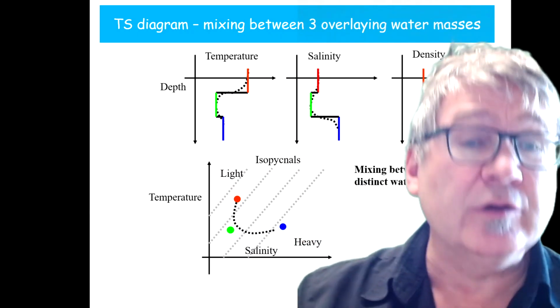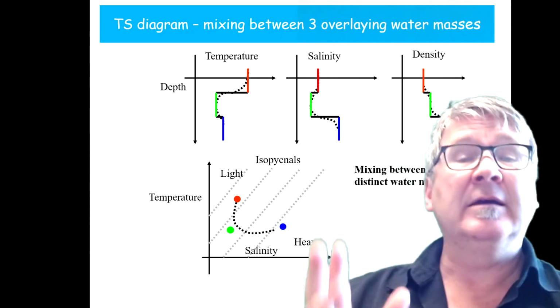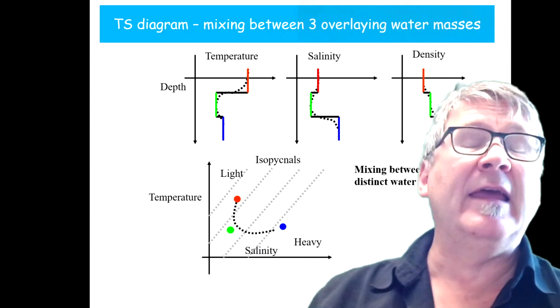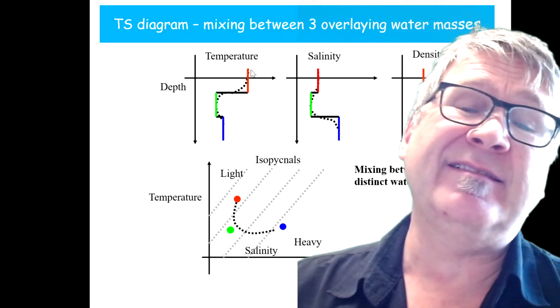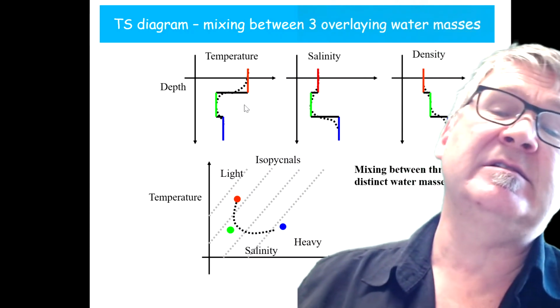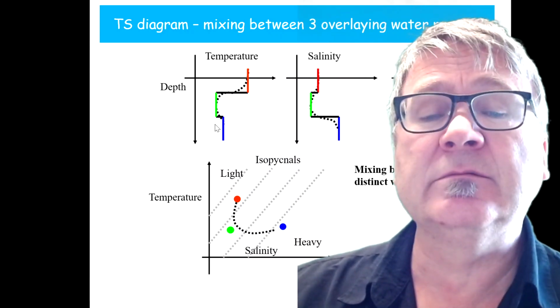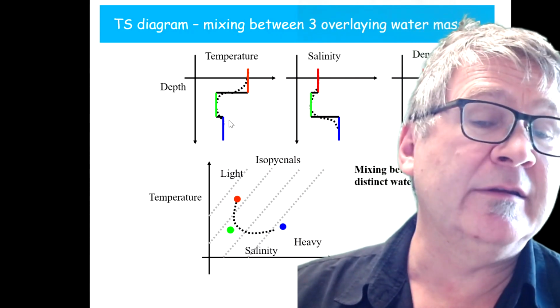Indeed, you can continue this game. You can think of 3 water types. So you have 3 overlaying layers. You have a red layer, the lightest at the surface. Then you have a green layer, an intermediate layer, and you have a blue layer, a deep layer.